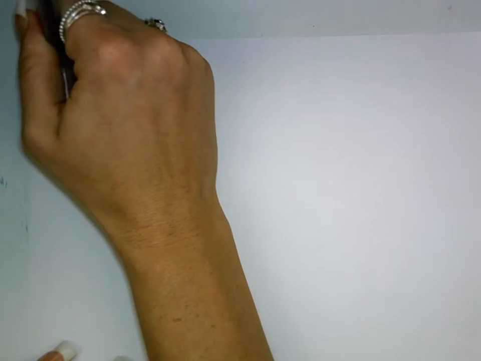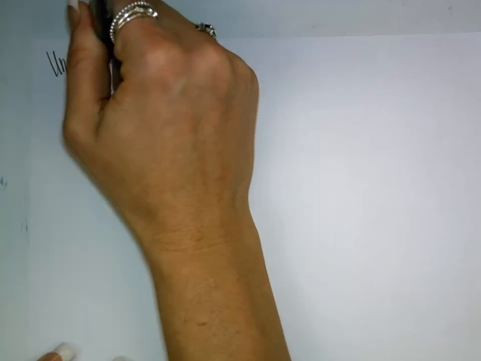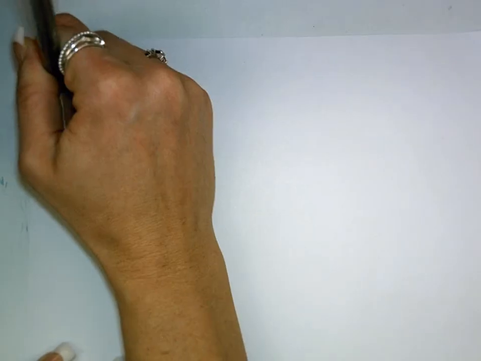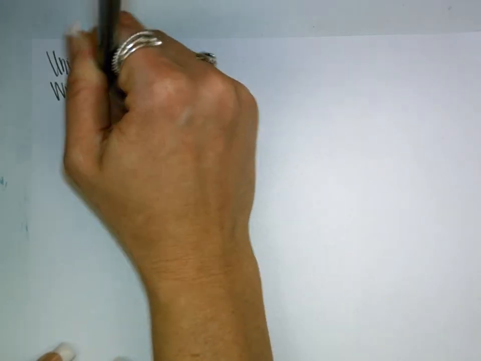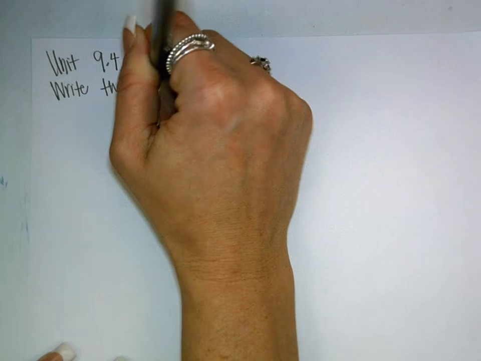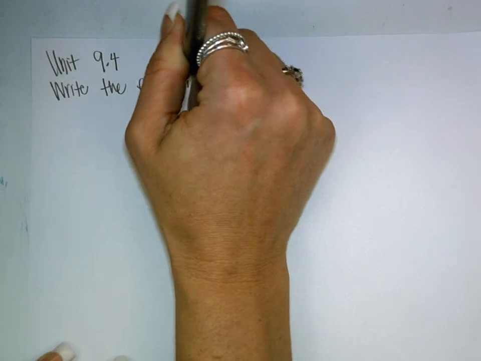Okay, so second set of notes for today is going to be unit 9.4. Awesome. And this one is just going to be writing the equation of a circle. Okay, so unit 9.4. And we're just going to work on write the equation of a circle.